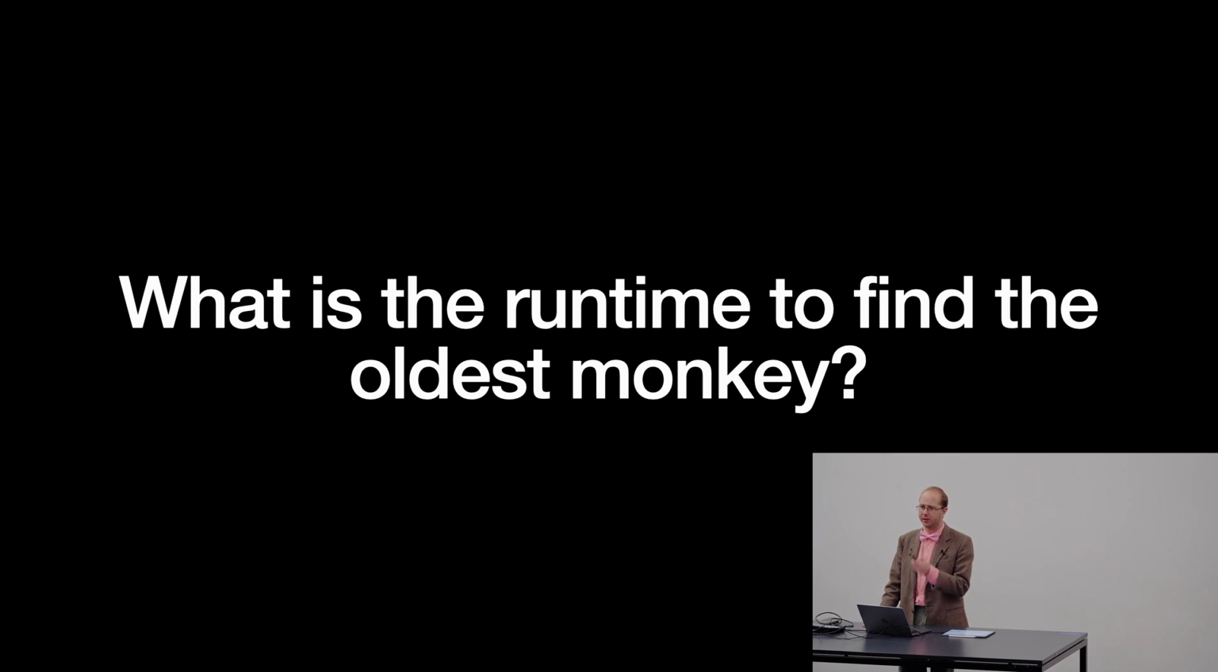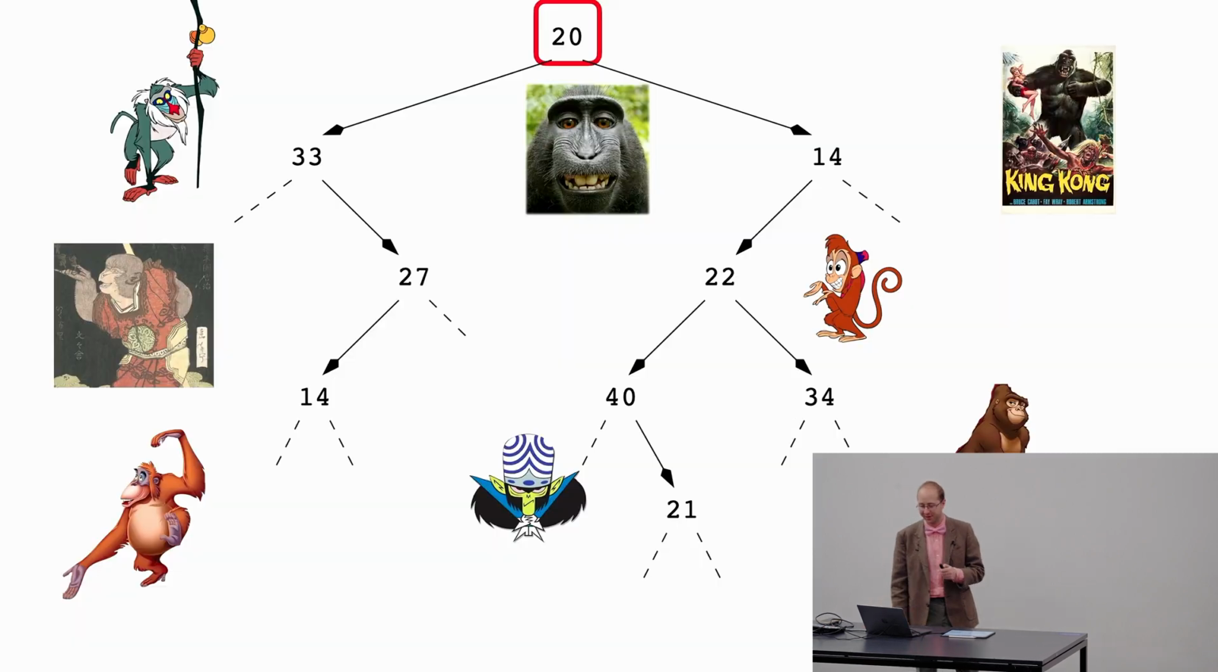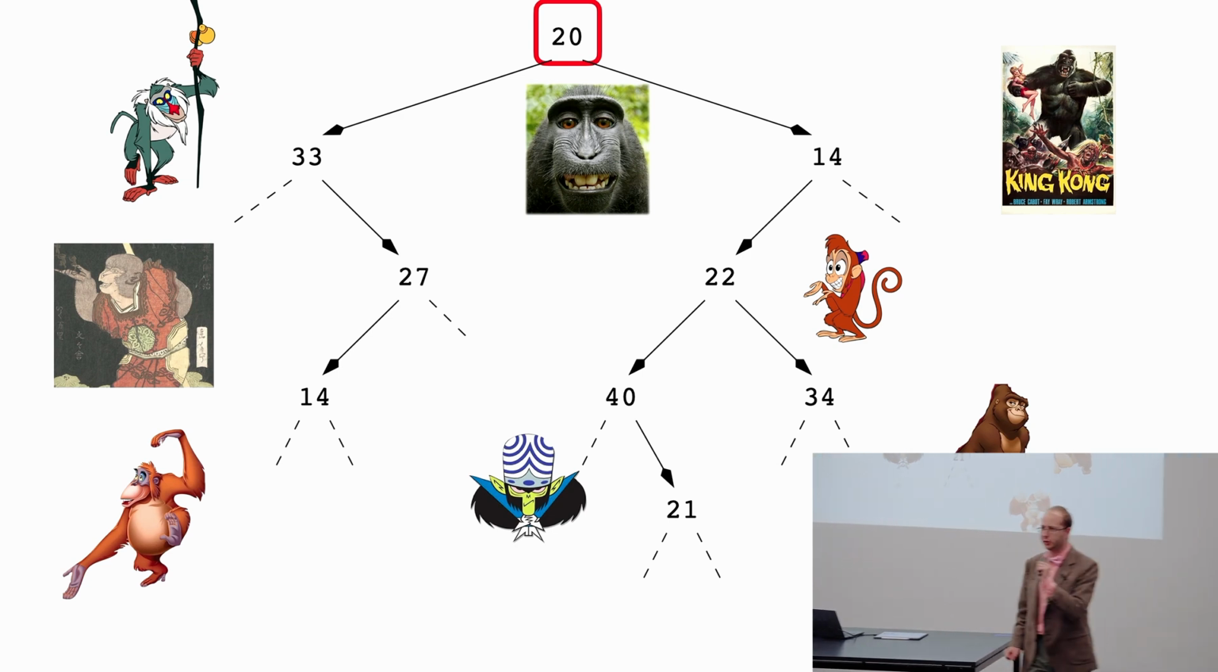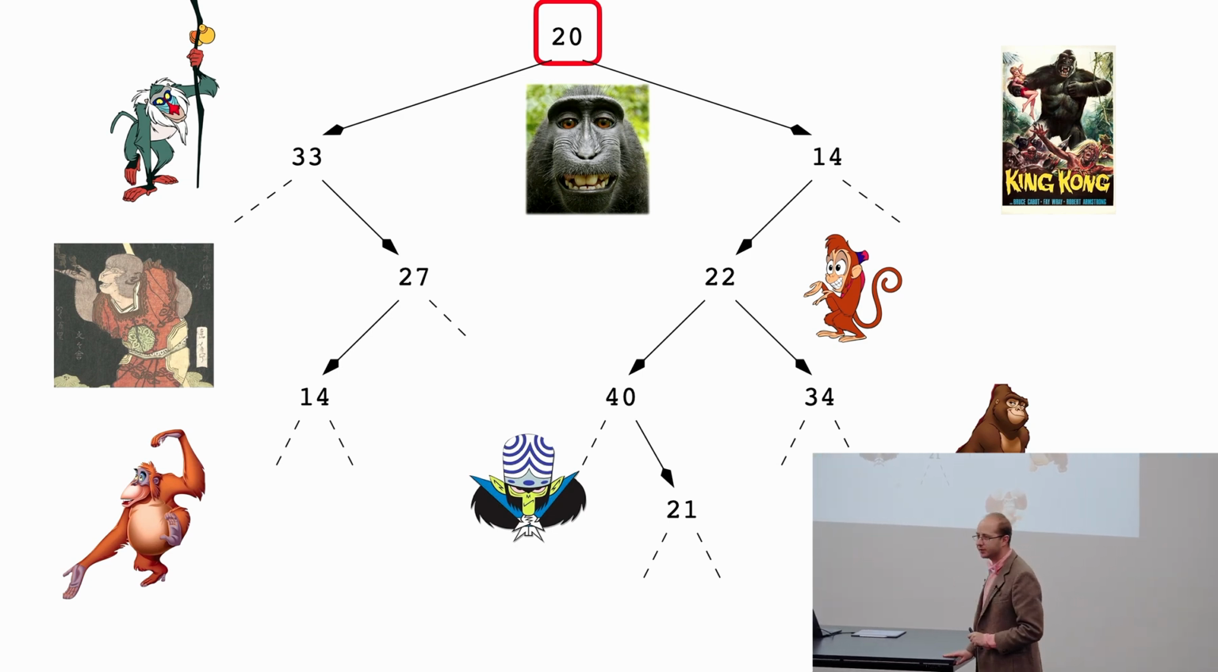And Bruce, we're going to stay with you, so turn on your microphone again. I think it's O of 1. O of 1? So you're telling me that it's just a fixed number of steps to find the oldest monkey? Can you tell me what your thought was? How did you get there?